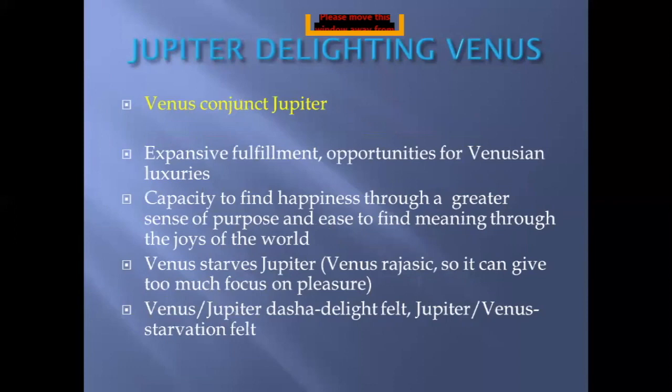Jupiter delighting Venus, and this happens when Venus is conjunct Jupiter. Okay, so Jupiter, the planet of expansion, is going to give expansive fulfillment and opportunities for Venusian luxuries. So it could give wealth, could give a lot of luxuries. It can also give capacity to find happiness for a greater sense of purpose and ease to find meaning through the joys of the world. So the person will actually find meaning through very worldly things, and that could be relationships, it could be luxuries.